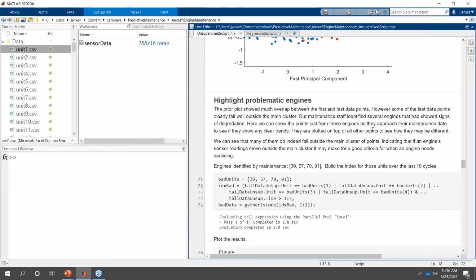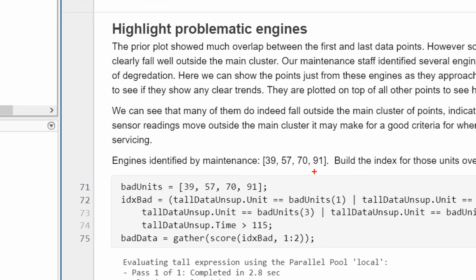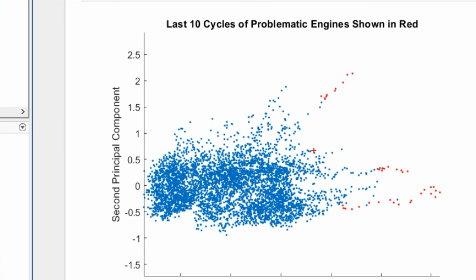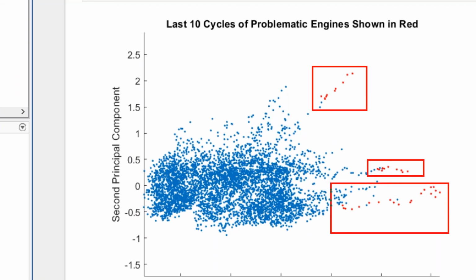Now, I said before that we had talked to our maintenance crews. They were able to tell us which engines needed maintenance and which ones didn't, and they identified a few specific ones that are particularly bad. So let's highlight those in our same visualization. And we're just highlighting the last 10 cycles of our most problematic engines. So we can see here, here, here, here.